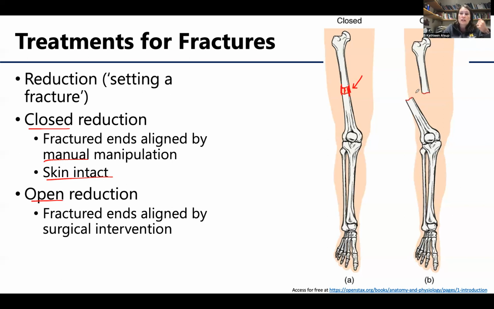Whereas with a closed reduction, the skin would stay intact. So typically you would not have that with something that's an open fracture. But a closed fracture can have either a closed reduction or an open reduction.